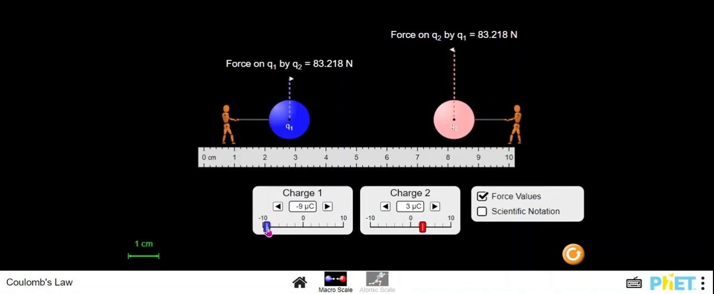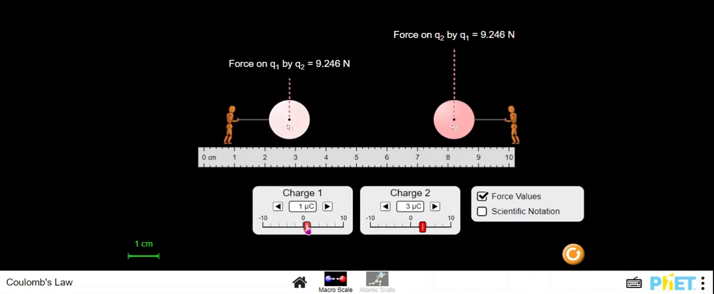Now, I'm going to move this back to 0. At 0, the force acting on these two is now 0, because one of the charges is 0. What I want to do is to make them the same, so I'm going to move it this way. This is now 1 microfarad. Let's do it this way. This is 2 microfarad. This is 3 microfarad. And this is the force between them right now.